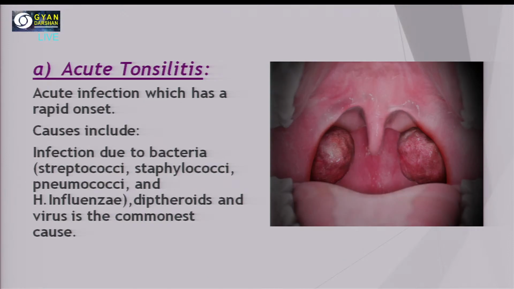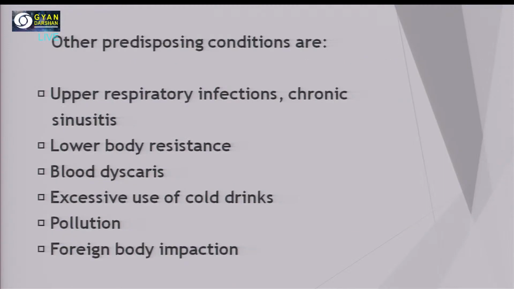There are two types, acute and chronic tonsillitis. Acute tonsillitis is something which develops immediately or has a rapid onset. You can see in the figure how much swollen these tonsils are and they arise within small time. There can be various causes. There can be infections due to bacteria, streptococci, staphylococci, pneumococci or Haemophilus influenzae. It can be also because of diphtheria, and other viruses are also the commonest causes.